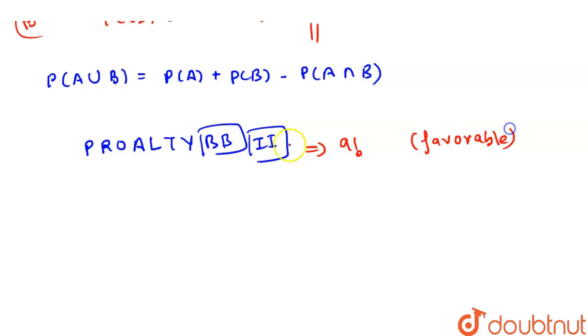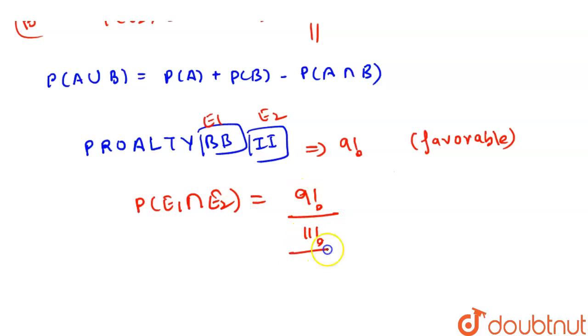Now we are finding out when A and B both occur. This is E1 and this is E2. They are occurring at the same time, so we can say that this is P of E1 intersection E2. Favorable 9 factorial upon total number of outcomes, which is 11 factorial upon 2 factorial 2 factorial. This will become 9 factorial into 2 factorial into 2 factorial upon 11 factorial.